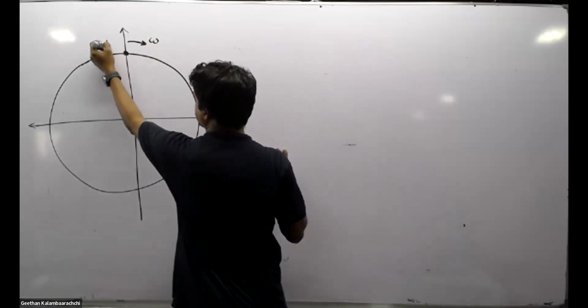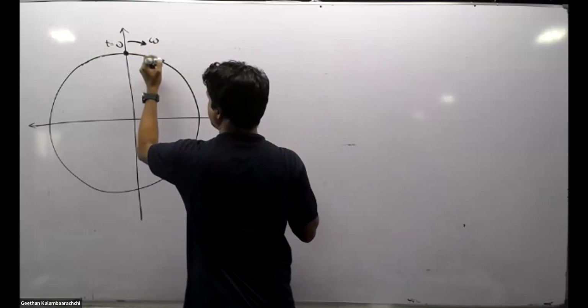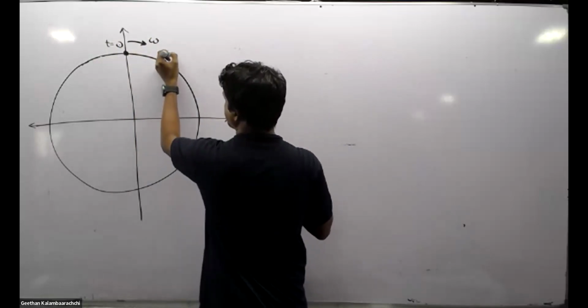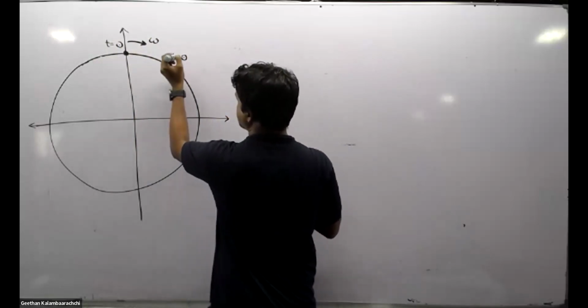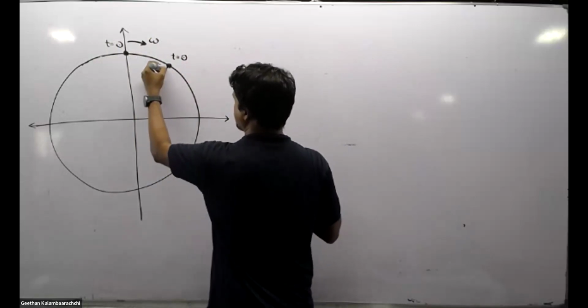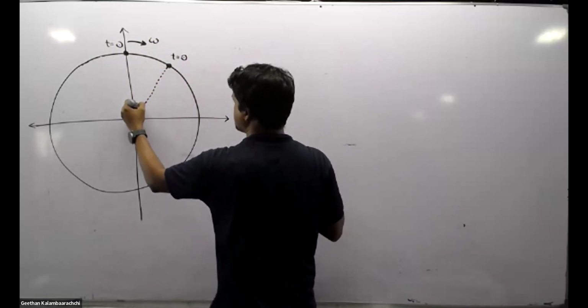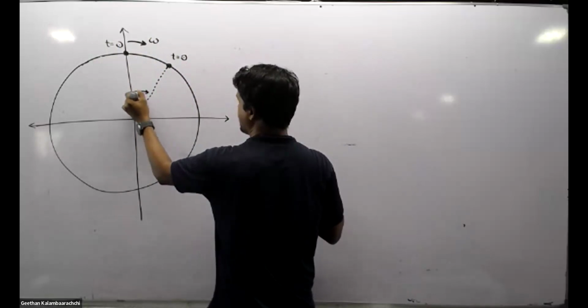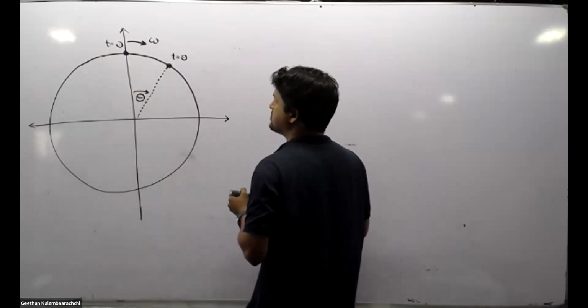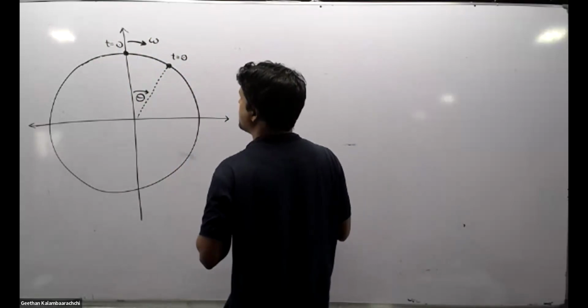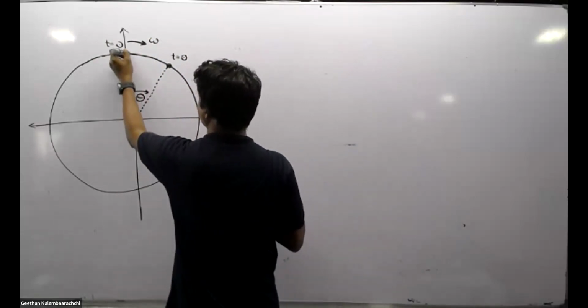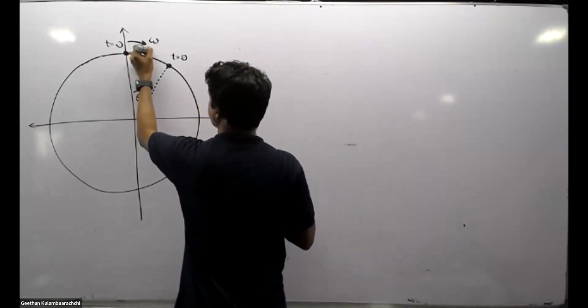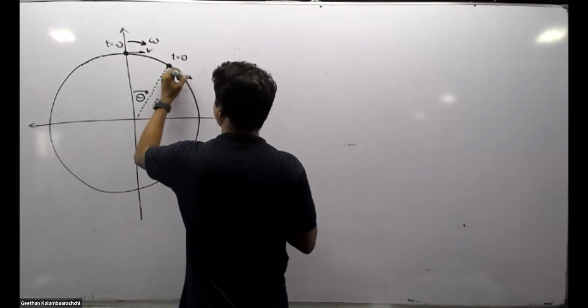And when time is 0, it's here. And when time is t, it's here. In the time t, it has displaced by an angle theta. At this position, it has a speed v, and now it has a speed v here.